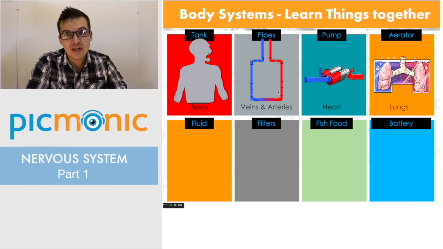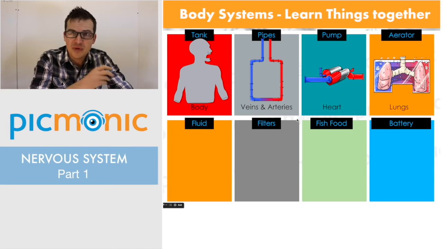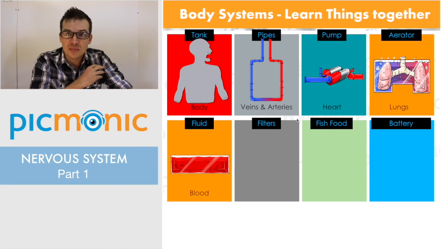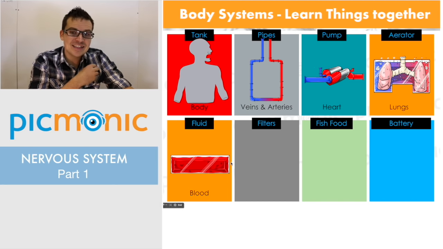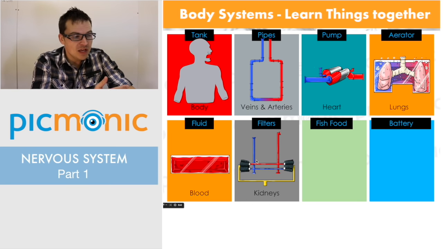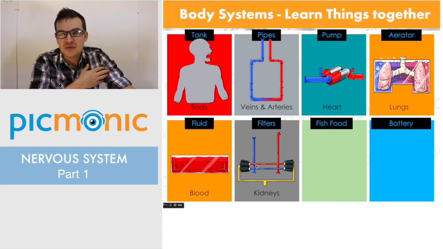And you've always got to have a good aerator to keep things alive. And that's exactly what the lungs do in the human body. They're constantly pumping oxygen into that fluid or blood. We have to have the fluid to pump everything into. Of course, that's our blood or the water of a good fish tank. And to keep that water nice and clean, we have to have good filters. That's where the kidneys come in. Here's our kidney filters, just like you have to have a filter in a fish tank.